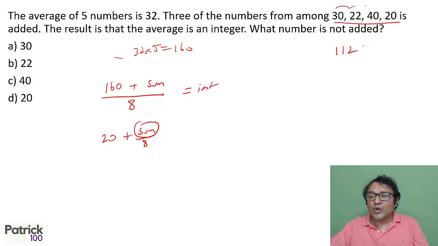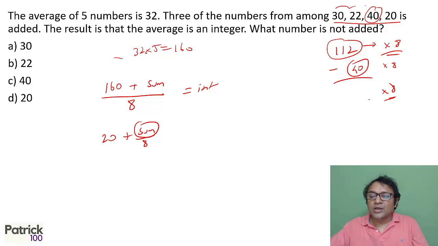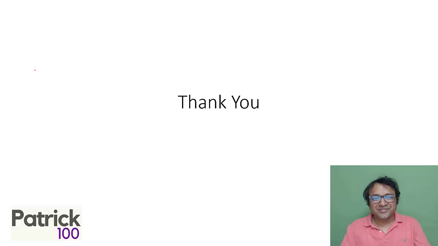112 is a multiple of 8. Only if you remove a multiple of 8 will the result be a multiple of 8. That means only 40 is a multiple of 8 among these. So if you remove 40, you will get a multiple of 8. So the number which is not added is 40. C option. Thank you.